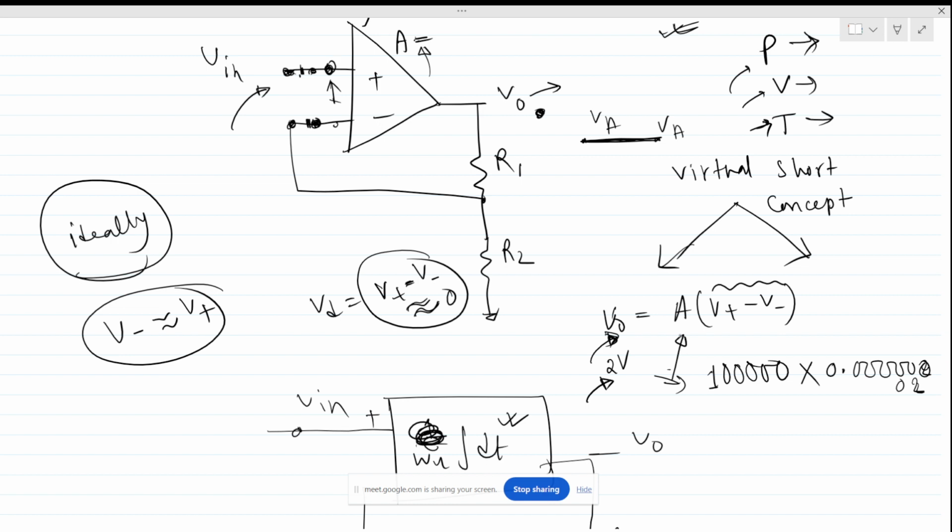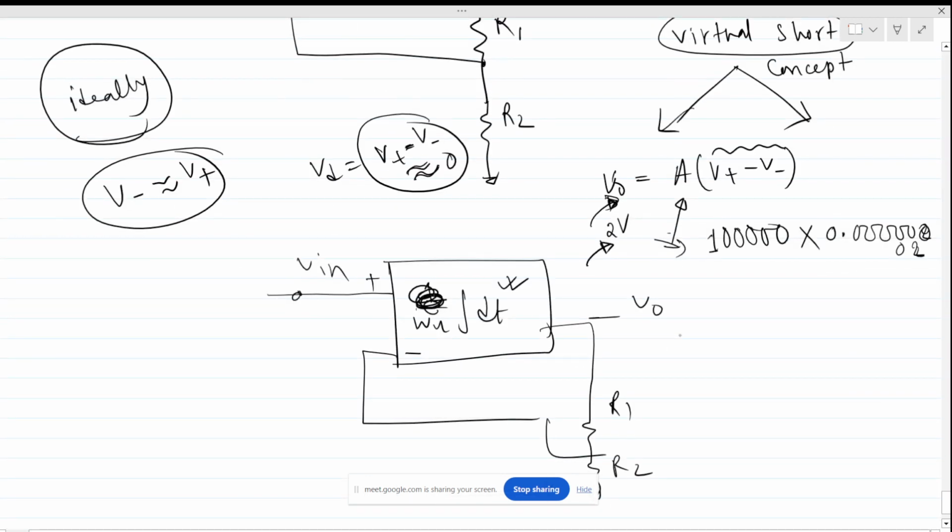They are not connected directly by a wire, but as their potential is almost the same, they are treated as same-potential nodes, so they are called virtually shorted. And this is one way to think about the virtual short concept.